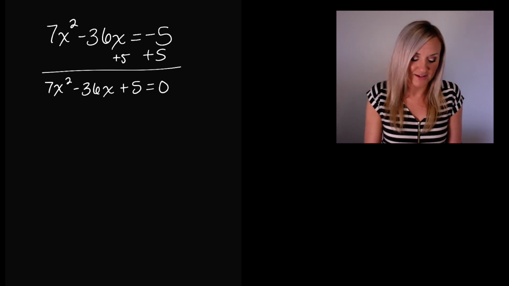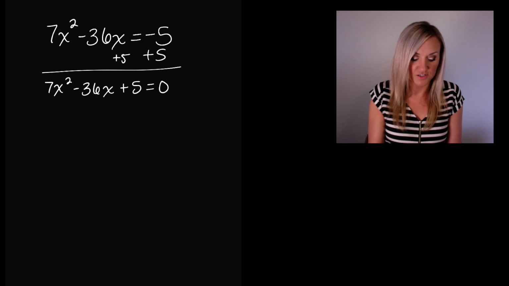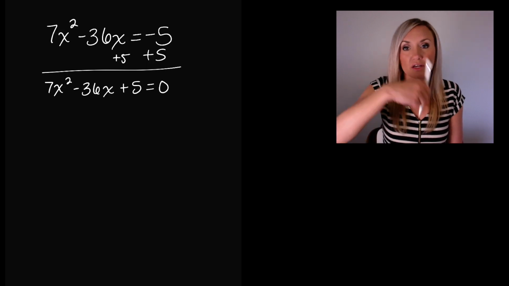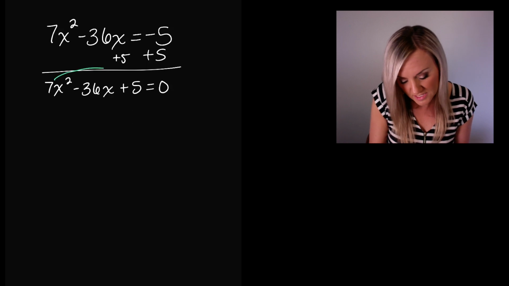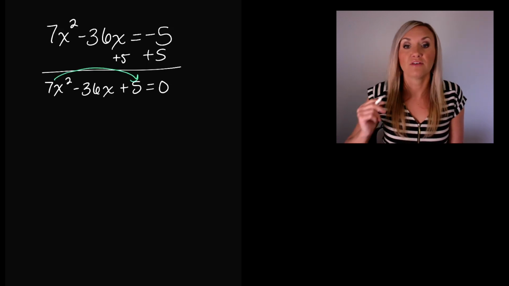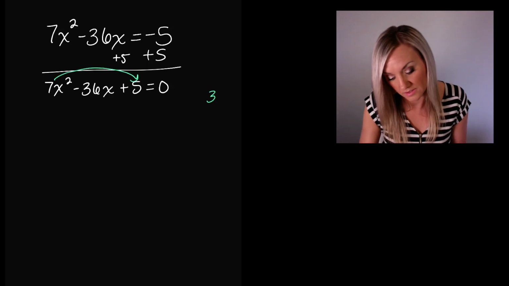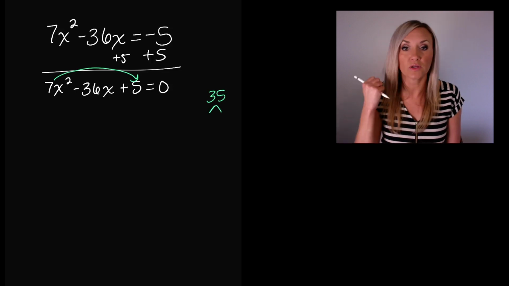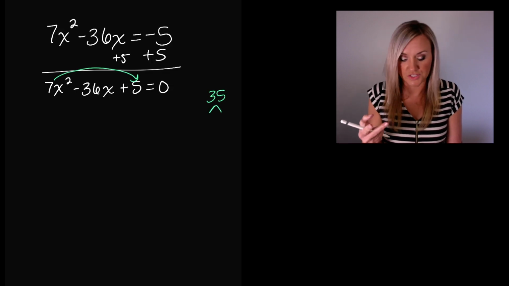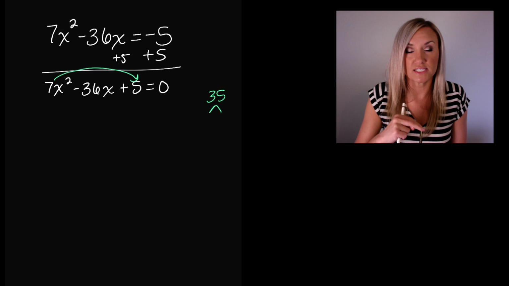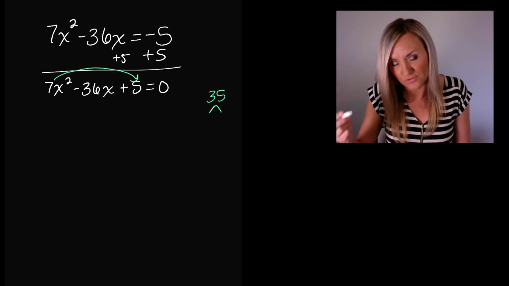All right, so let's go ahead and do our first term times our last term. Our a times our c are 7 times 5, and that gives us a positive 35. And we're looking for two factors that will give us 36. 35 and 5, or 35 and 1.